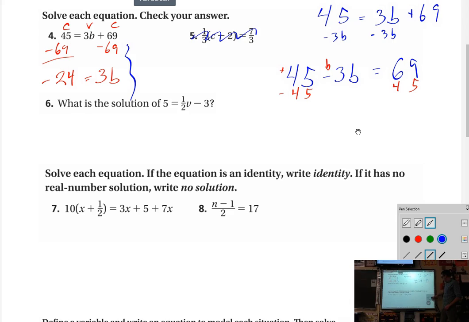That then gives me negative 3b on the left-hand side. You got to bring the negative with it. 69 minus 45 gives me that 24. Now, regardless of which way I solve this, I'm still going to get the same answer.